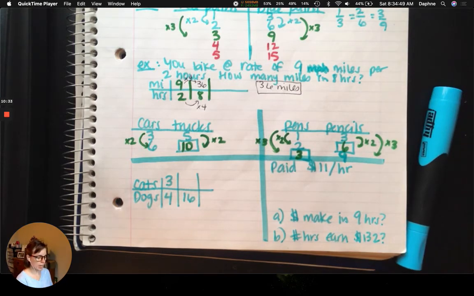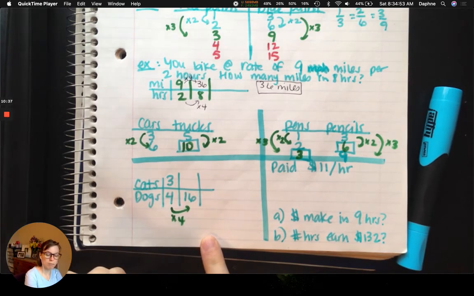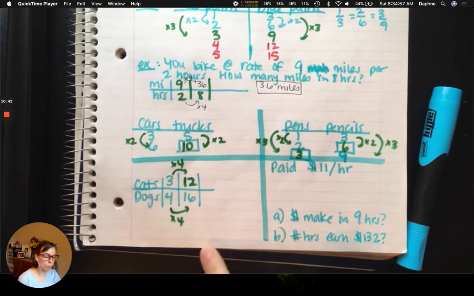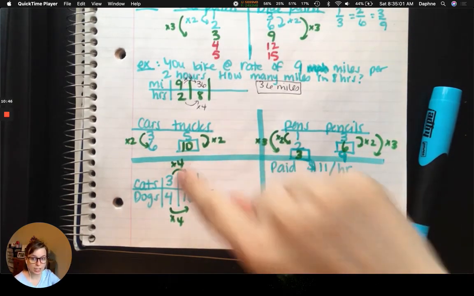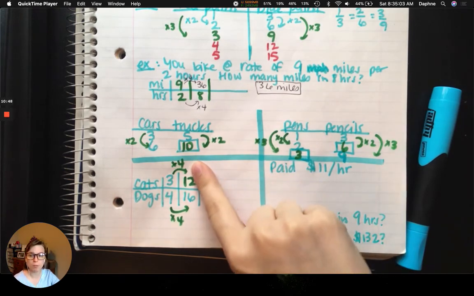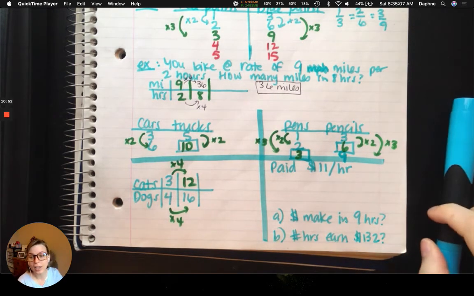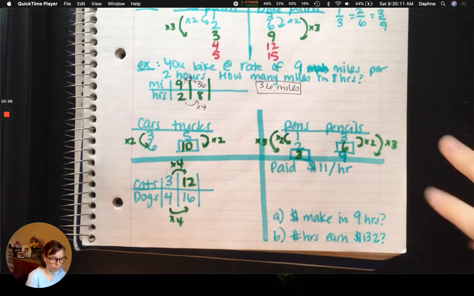Okay, coming back to check this. So dogs times 4 gets you 16. So 3 times 4 will be 12. The more you write these steps, the more your brain is physically seeing it. Your eyes are actually locking in on those numbers and helping you understand and make sense of the problem. So the more you write, the less it has to get stuck in your brain and has to process. So put it on paper.